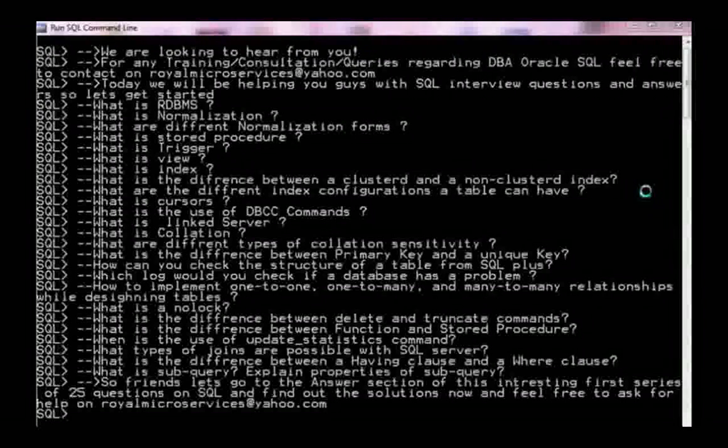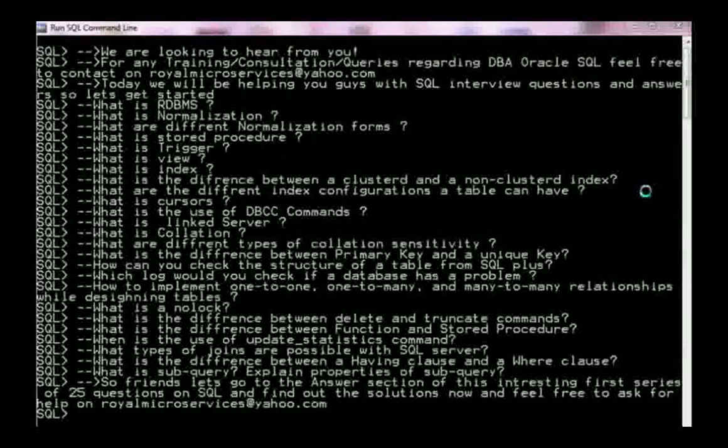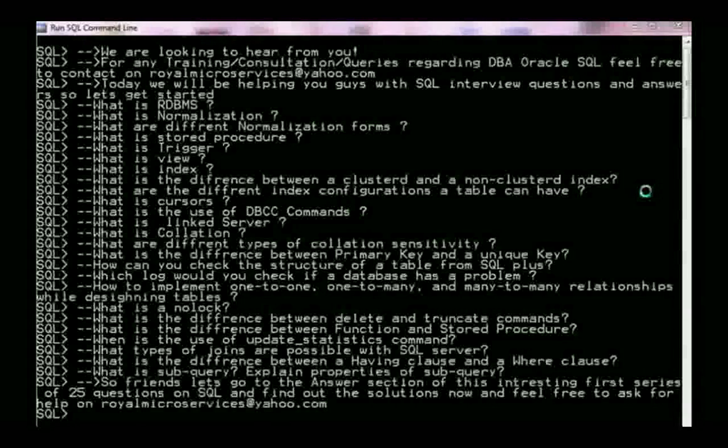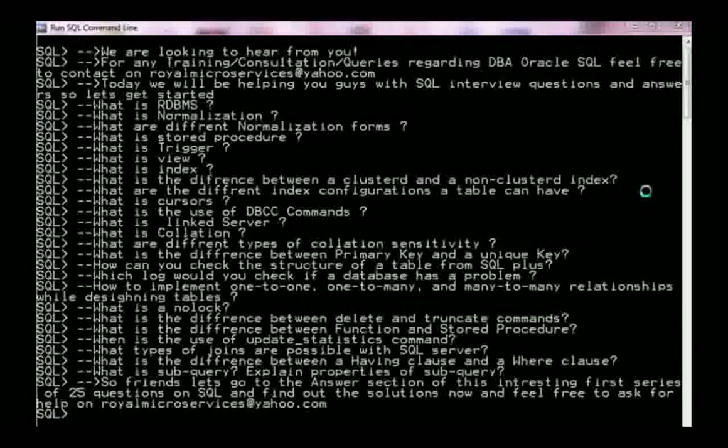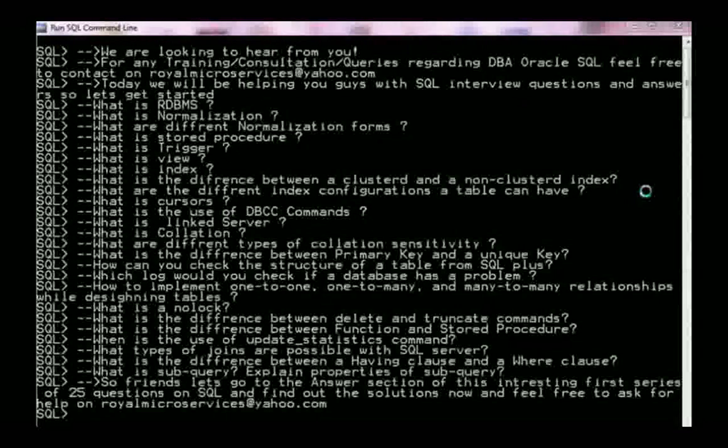What are different normalization forms? First normal form: eliminate repeating groups. Make a separate table for each set of related attributes and give each table a primary key. Each field contains at most one value from its attribute domain.